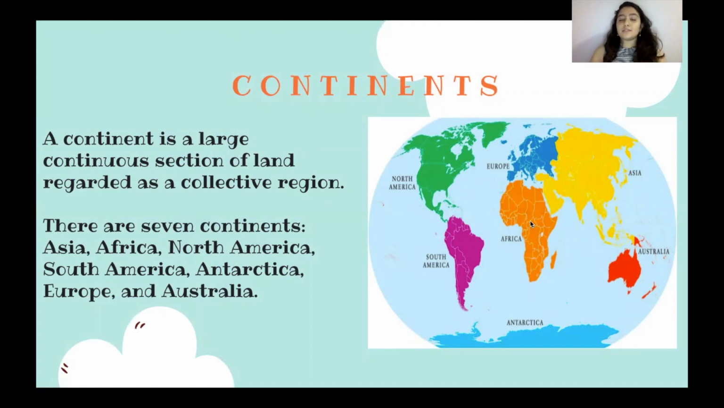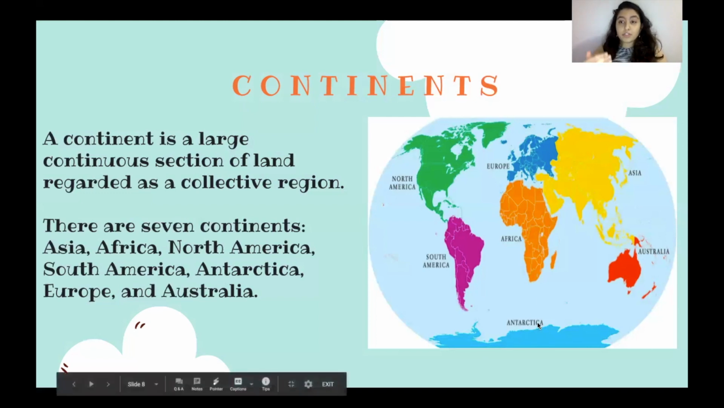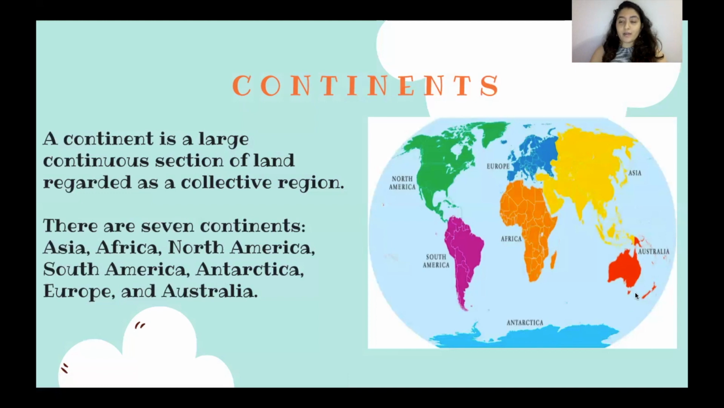So let's use this diagram as an example. If I was traveling from Asia to North America, I would be traveling west. However, if I was traveling from South America to Africa, I would be traveling east. If I was traveling from Europe all the way down to Antarctica, I would be traveling south. And if I was traveling from Australia to a country in Asia, I would be traveling north.